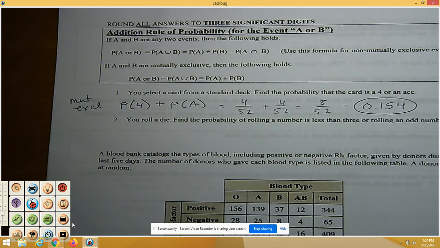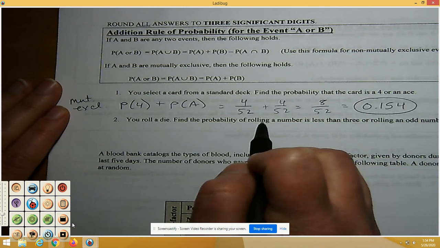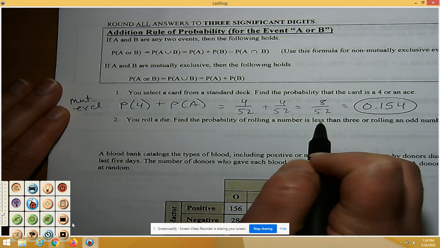Okay, probability for number 2. You roll a die. Find the probability of rolling a number that is less than 3 or rolling an odd number. So these do overlap. So probability of rolling a number that is less than 3.